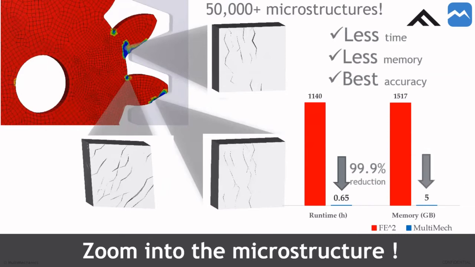What I was just describing is the FE squared methodology, basically having finite element models within a finite element model. This simulation specifically, without MultiMech, would have taken 1,140 hours to run, so a month and a half. Using MultiMech, we got this down to only 40 minutes.